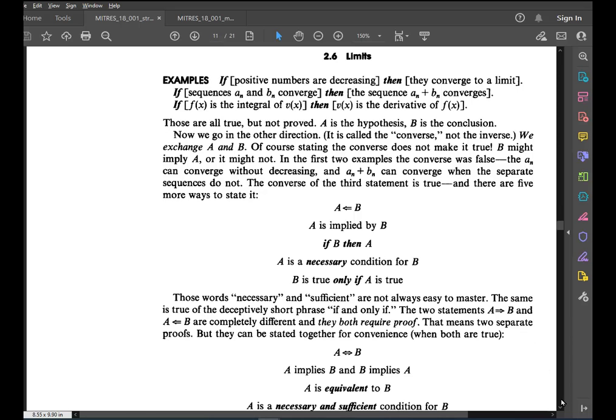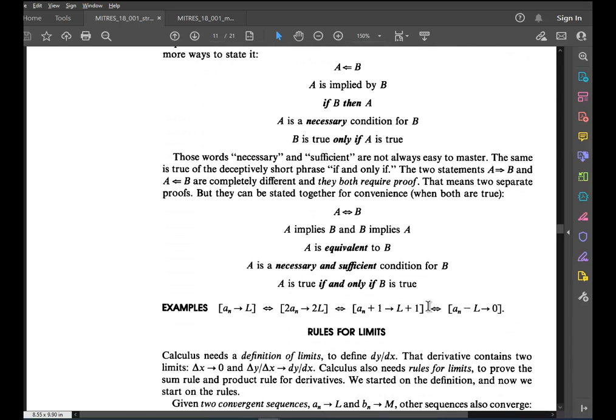Now here you have if and only if, which means both ways are true. It means they mean the same thing. And this is what I was saying above, that the sequence a_n converges to 0 if and only if the sequence absolute value of a_n converges to 0.